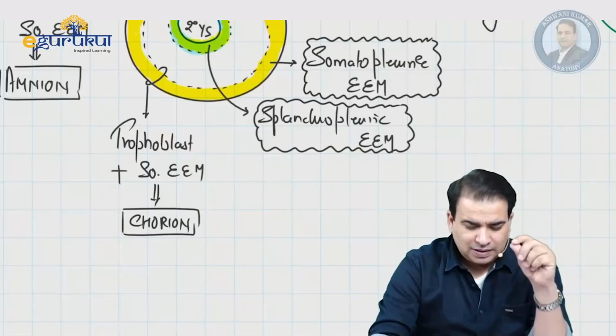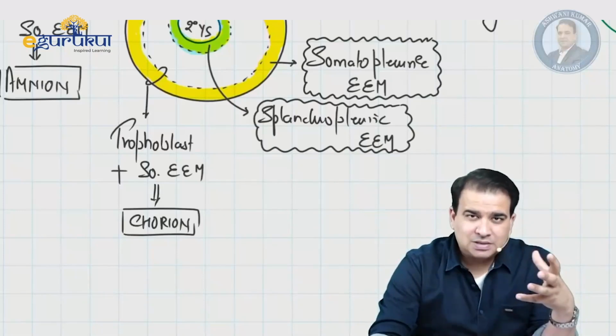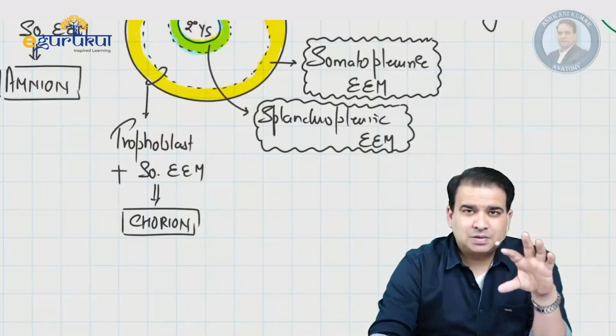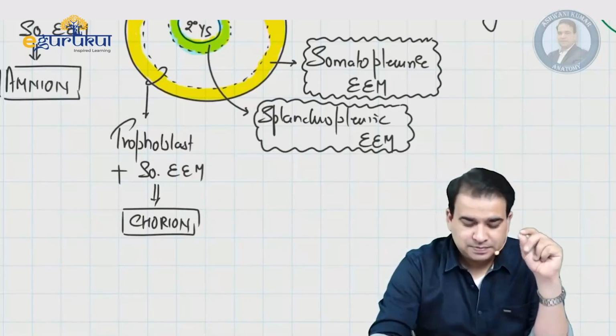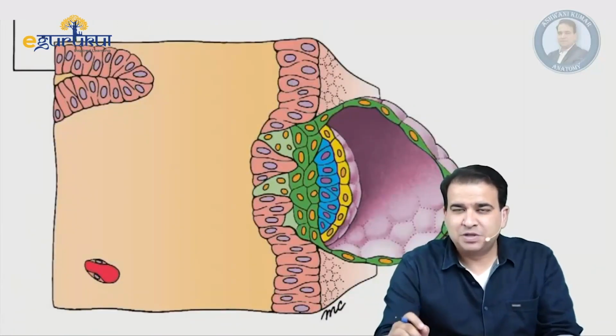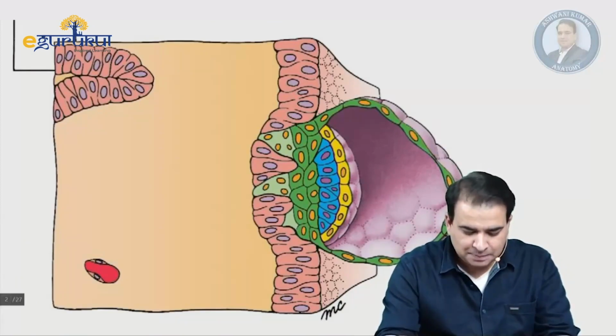So let me do one thing. Let me show you a series of some pictures here. Let us understand what this trophoblast is, what the two layers of the trophoblast are and how exactly it is giving rise to all those structures. So guys, let's use some pictures to understand what we just discussed in this second week of embryogenesis.